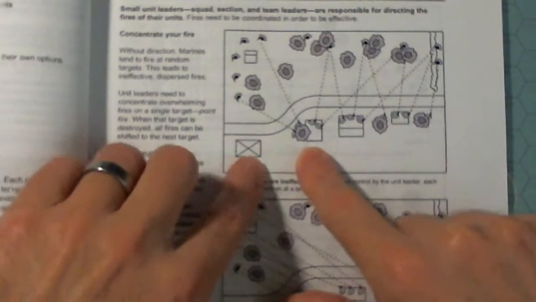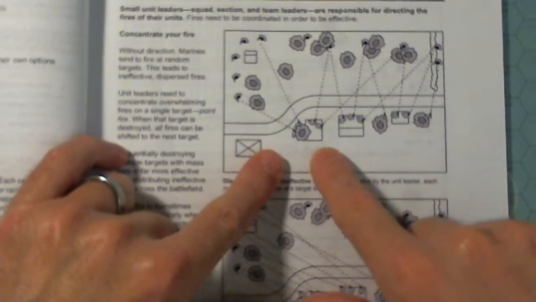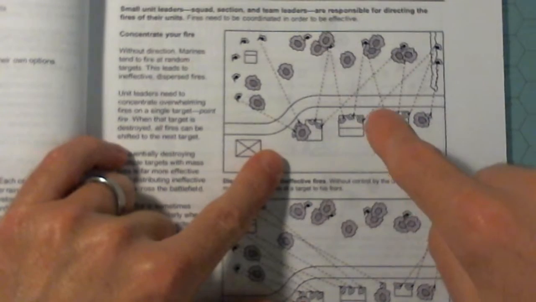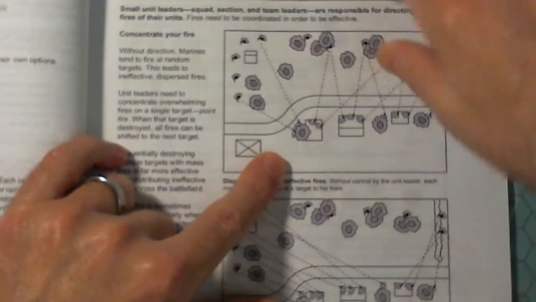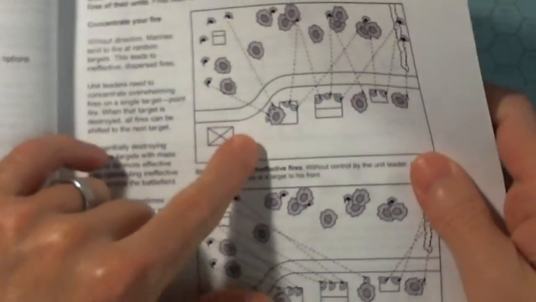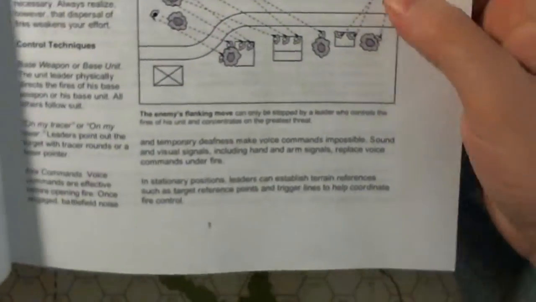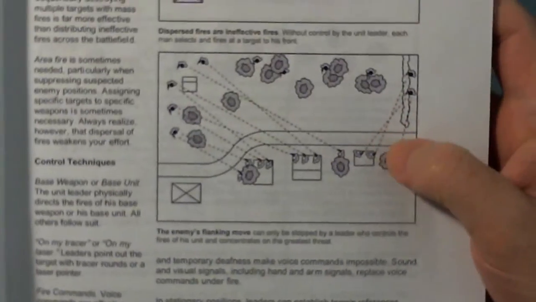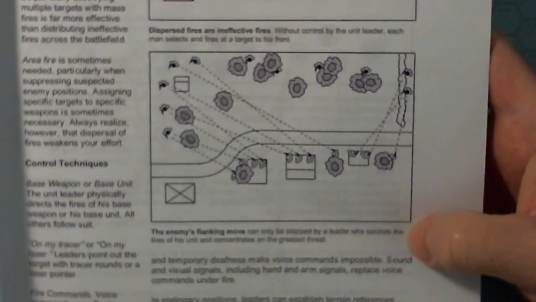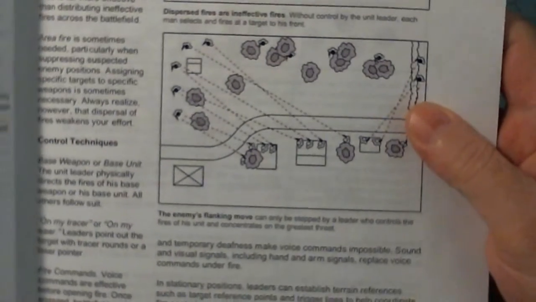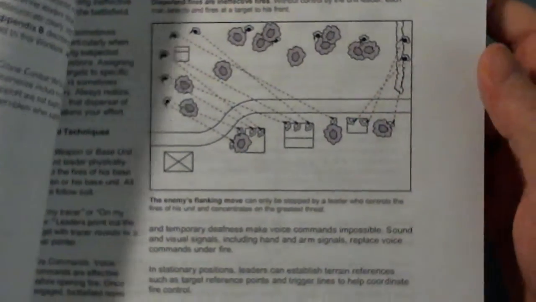Does the war game that you have in mind emphasize this and kind of reward this? Or does the game emphasize and reward this? The enemy's flanking move can only be stopped by a leader who controls the fires of his unit and concentrates on the greatest threat. Right?